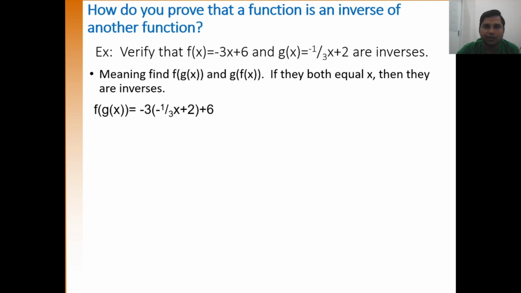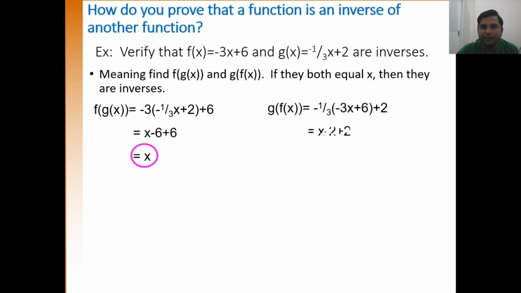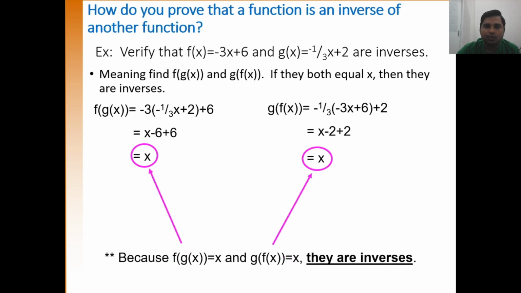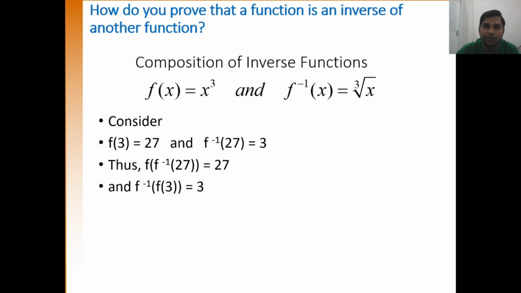For f of g of x, we are substituting g of x into f of x. If you simplify, you will get x. So that's true. Now we'll find g of f of x. We are substituting f of x into g of x, and we get x. That's also true. Because f of g of x is x and g of f of x is x, they are inverses of each other.